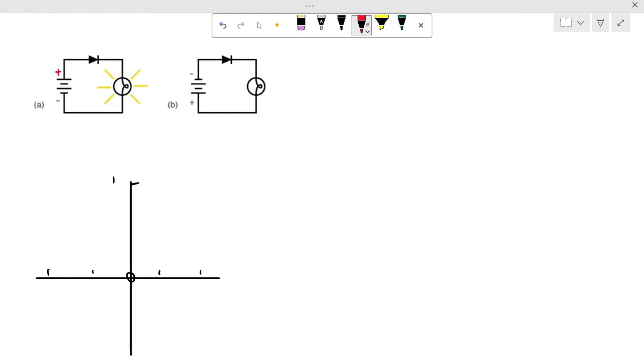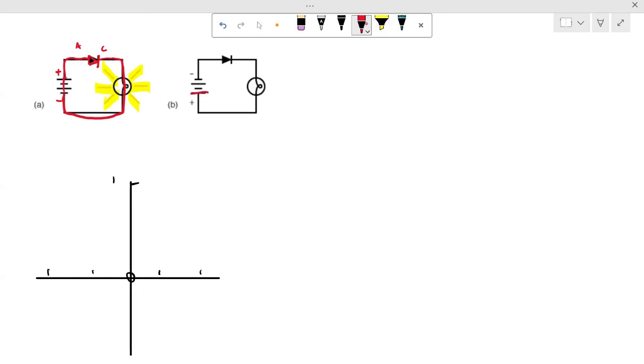Here you can see it's positive and negative. The current will move like this, and here we have the anode and the cathode. So the diode is in the right direction, the current passes through the bulb, and then the bulb illuminates. That's a good scenario. The current is passed through the entire circuit, so everything's fine.